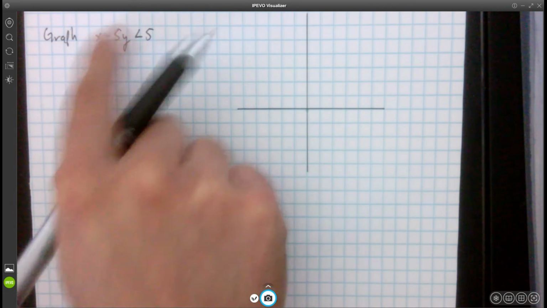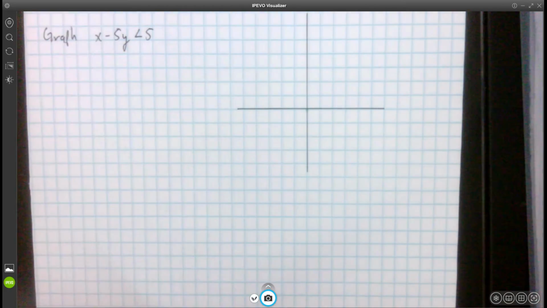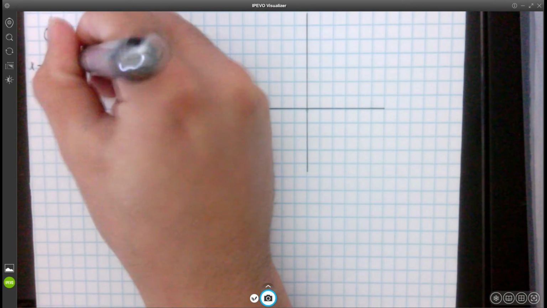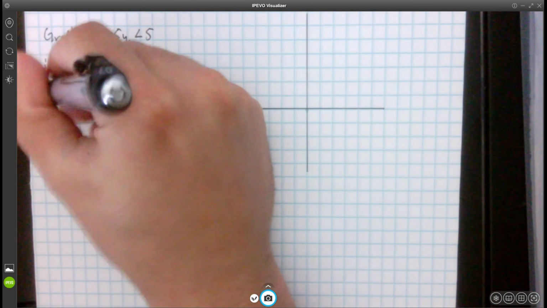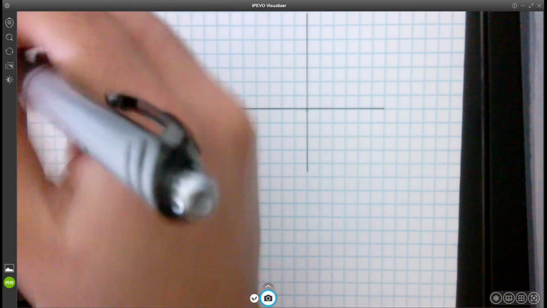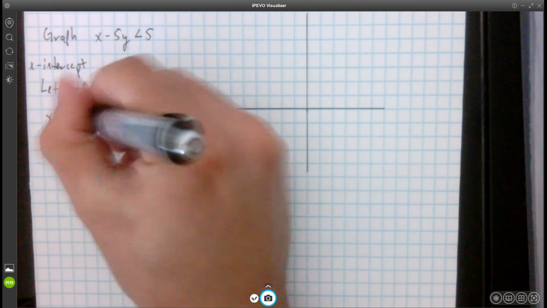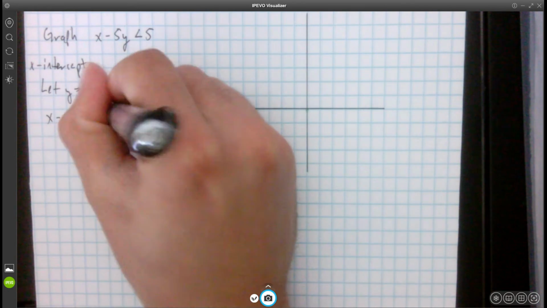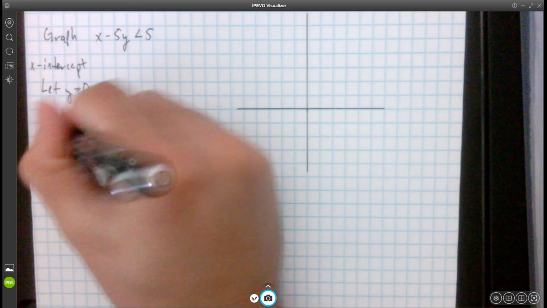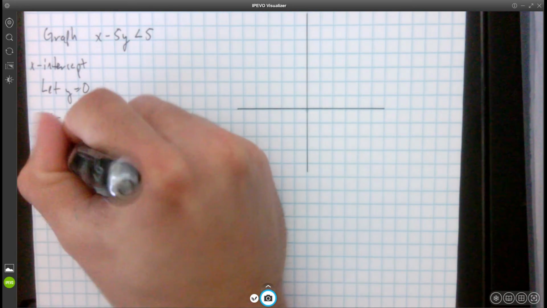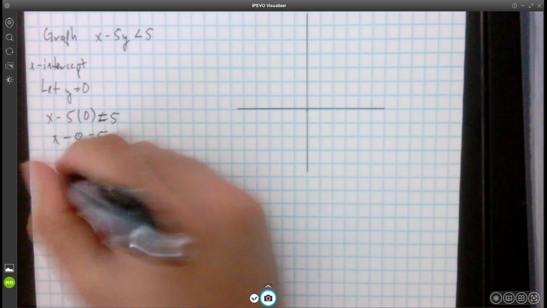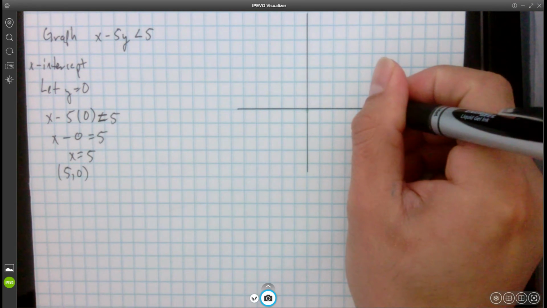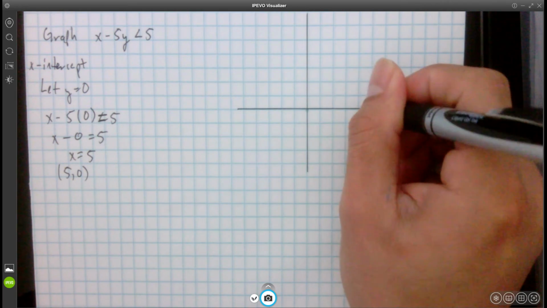Since this is in standard form, I'm going to find the intercepts and graph it this way. For the x-intercept, I'm going to let y equal 0. So it's x minus 5 times 0 equals 5. I'm just solving for x right now. x minus 0 is equal to 5, so x equals 5. My x-intercept is (5, 0). I'm going to plot that right there: 1, 2, 3, 4, 5.